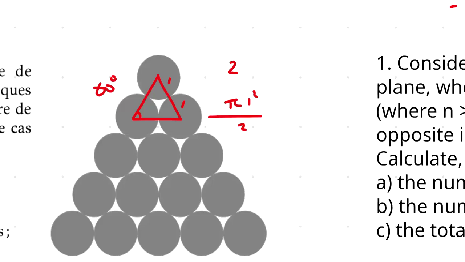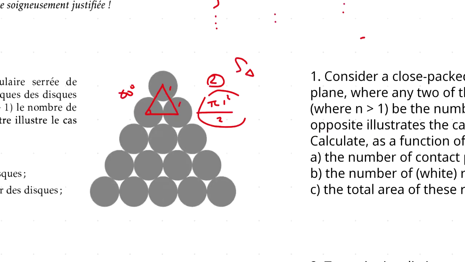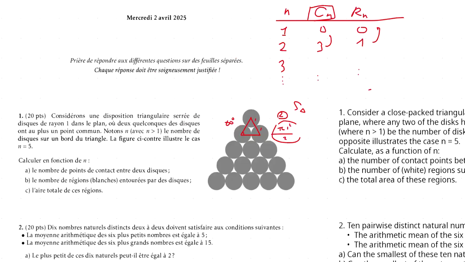So what we need to do is to calculate the area of a regular triangle with side length of 2, minus the half circle, and then we can get the area of each white region. And we can just multiply this area of the single white region times the number of the white regions, and then we can get the answer for C. Okay, go ahead.